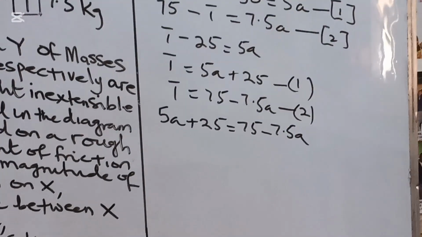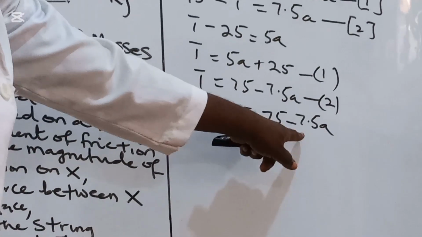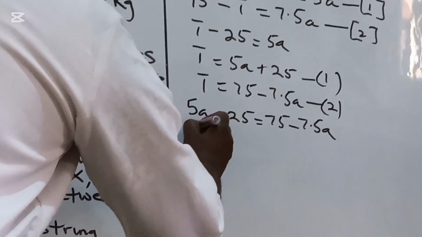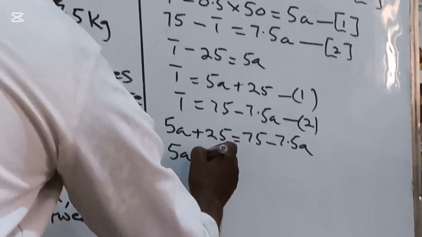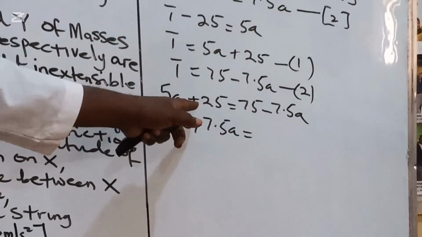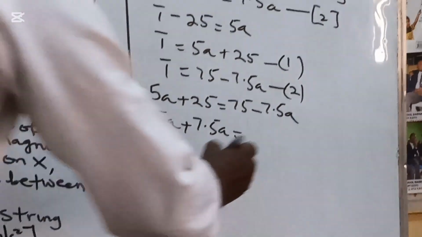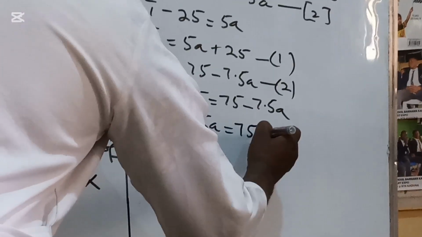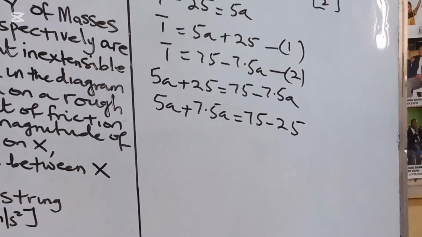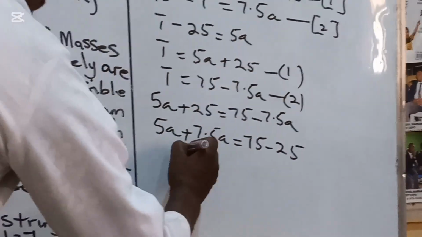Are we together? Now let's bring the like terms together. I'm going to take this minus 7.5A, bring it towards the left hand side. I'll be having 5A plus 7.5A is equals to what? I'll take this plus 25 to the right hand side. It will become 75 minus 25. Are we there? So we have 5A plus 7.5A. That will give me 12.5A.